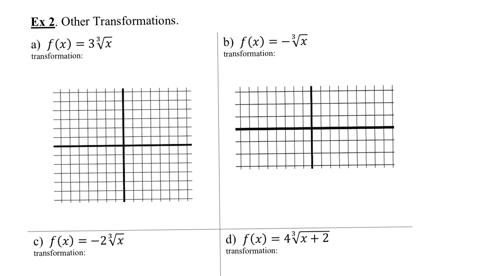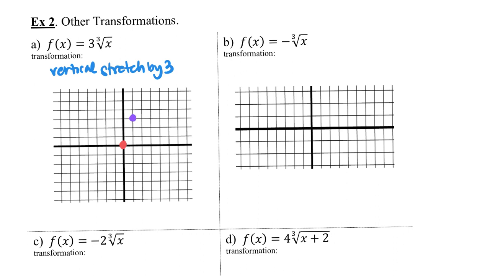Okay, so for example 2, let's do some other transformations. For a, f of x equals 3 times the third root of x. Since I'm multiplying by 3, it's going to get taller, so it's going to be a vertical stretch by 3, but it's not translating, so I'm still going to start at 0, 0. Vertical stretch means in the y direction, I'm going to go 3 times as high. So instead of going right 1, up 1, I'm going to go right 1 and up 3.